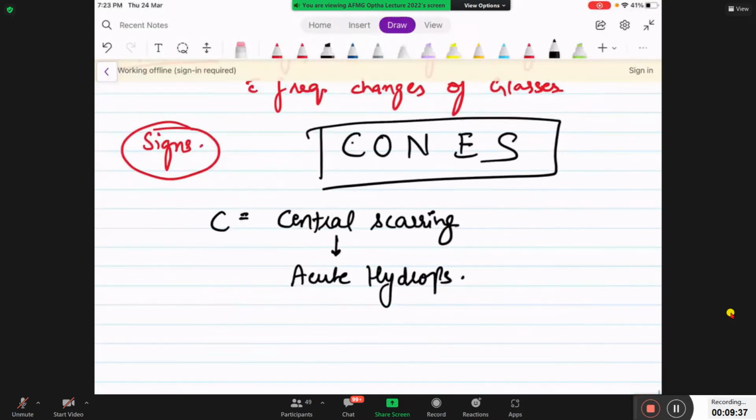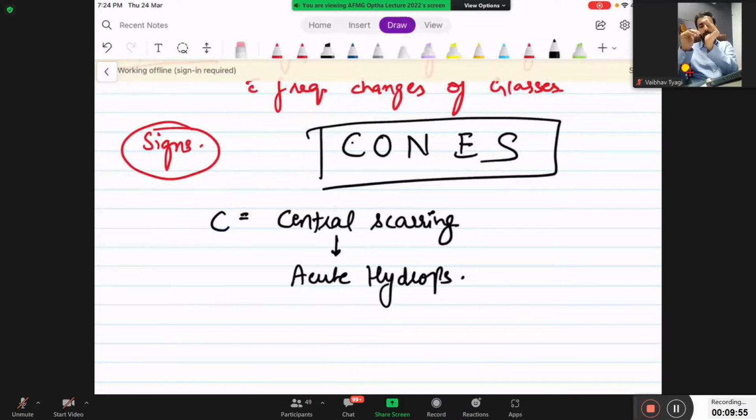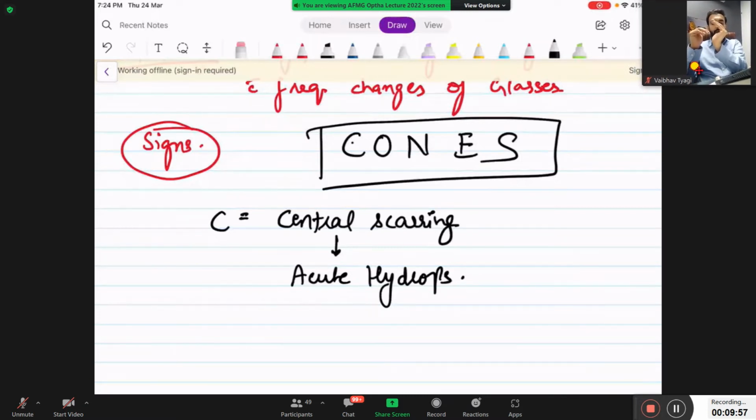Acute hydrops. Now try to understand what is happening in keratoconus. See, suppose this is my cornea. This is my normal cornea. What happens in keratoconus? This normal cornea assumes a conical shape. It becomes more conical in shape, right? So what will happen if it is becoming more conical in shape? The thickness of the cornea will automatically reduce. There will be thinning of the cornea, right? There will be thinning of the cornea.